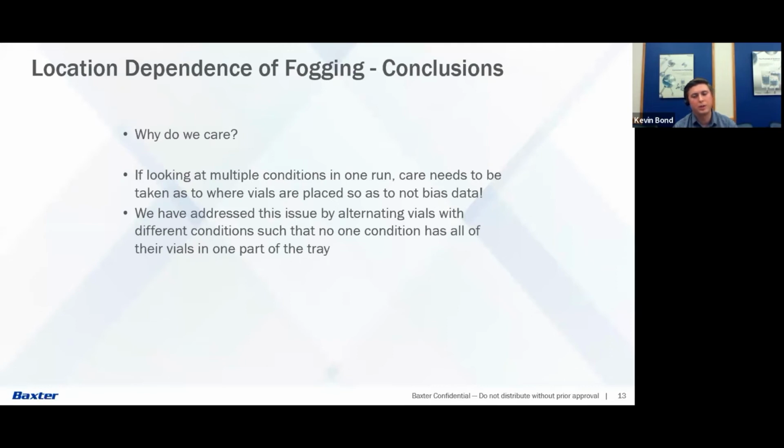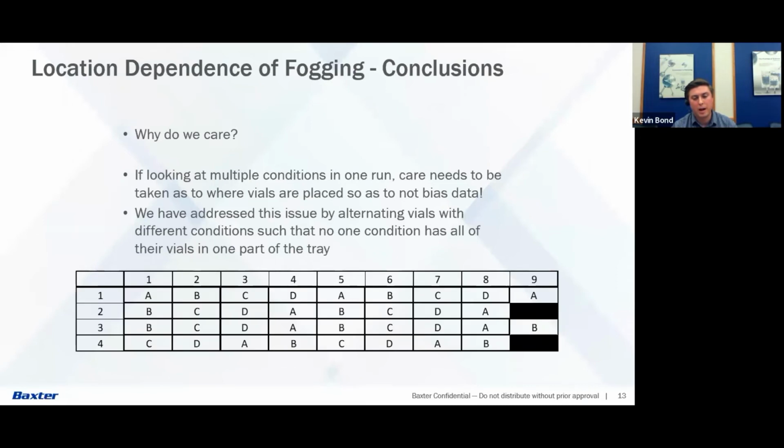Whichever condition was in the front two rows of the tray might appear to have less severe fogging, when in reality, they might not actually have less severe fogging. That was just an artifact of where they were located on the shelf. So we've taken to addressing this issue by alternating vials in the tray such that no one condition being investigated has all of their vials in a specific part of the tray.